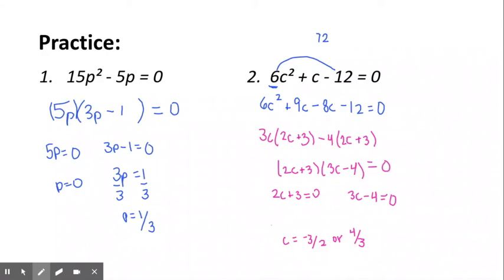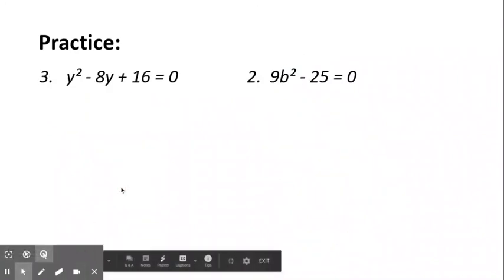So these were 3 examples. Hopefully you see the overall steps we're following are the same. It's really just this first step here, this factoring, that can change up a little bit. I'm going to clean all this up and give you your 2 you're going to try.